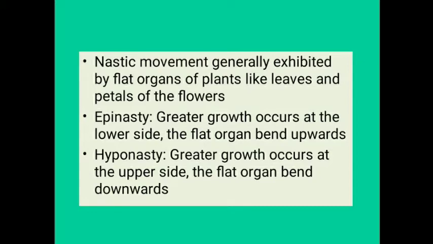Under that, it is of two types. They are epinasty and hyponasty. So what is epinasty? Epinasty is the greater growth which occurs at the lower side, so that the flat organ bends upwards. So here the growth occurs in the lower side, so that the bend occurs towards the upward. And the second is hyponasty. In contrast to that, the greater growth occurs at the upper side, then the flat organ bends downwards. Right. So those are the two major types, epinasty and hyponasty.